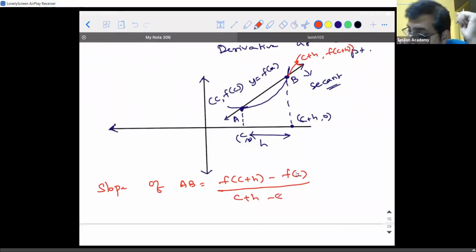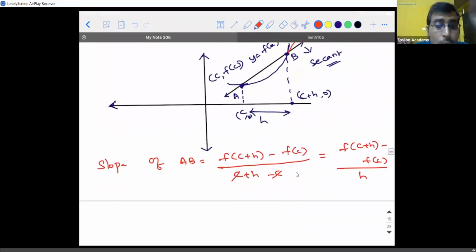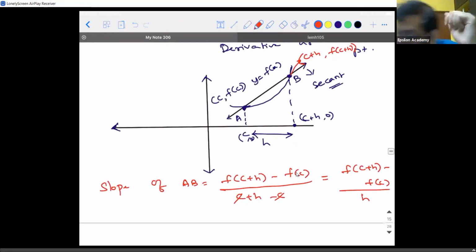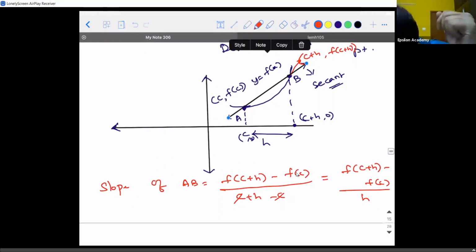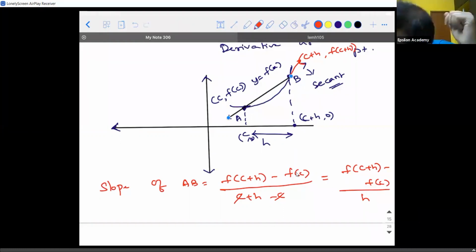C plus H minus C, C and C will get cancelled. So f of C plus H minus f of C, the whole divided by H, is the slope of AB. Okay. Now what I'm going to do is, if I keep moving the point B closer to point A, then what is going to happen at one particular instant? Observe.